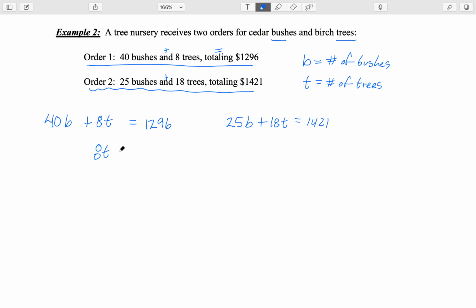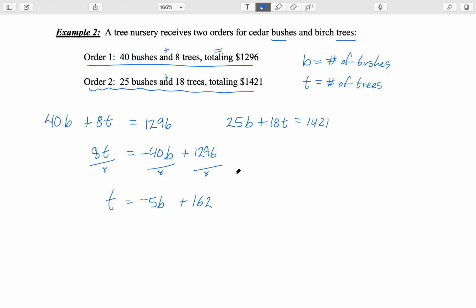So 8t, oh, let's do that better. 8t is equal to minus 40b plus 1296. Divide by 8, divide by 8, divide by 8. So I'm isolating t. T is equal to negative 5b plus, now 1296 divided by 8. What is 1296 divided by 8? That's 162. Yikes. But these are nice whole numbers.